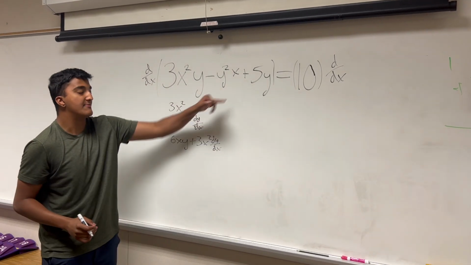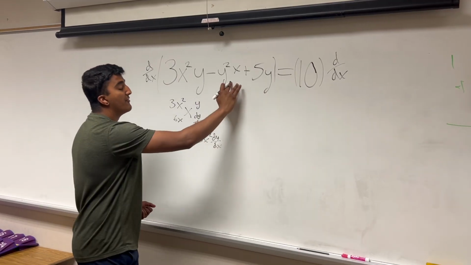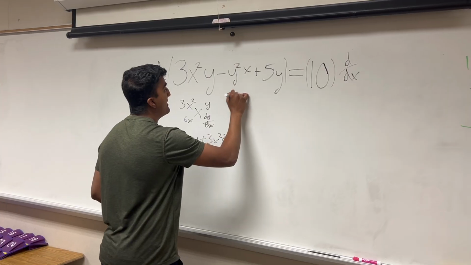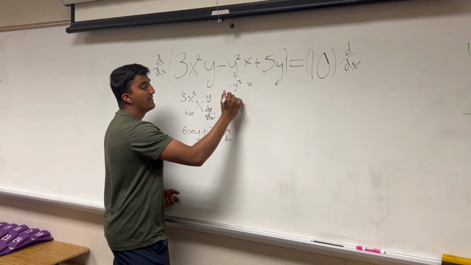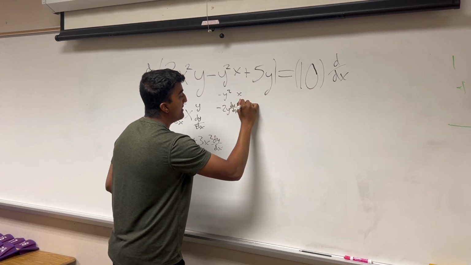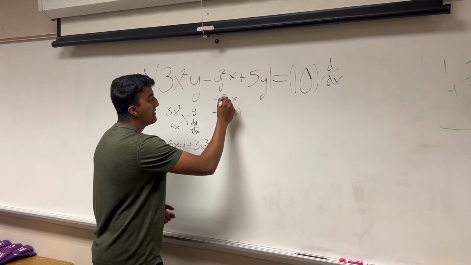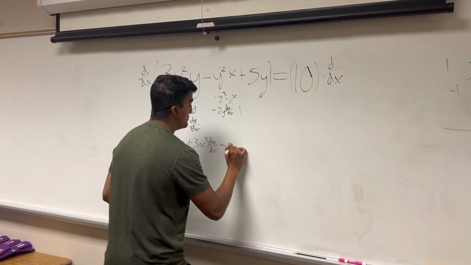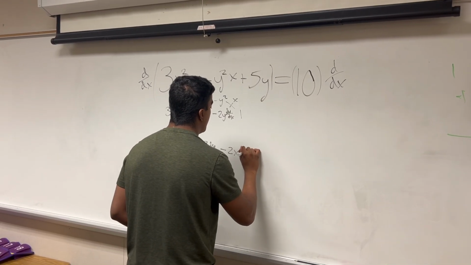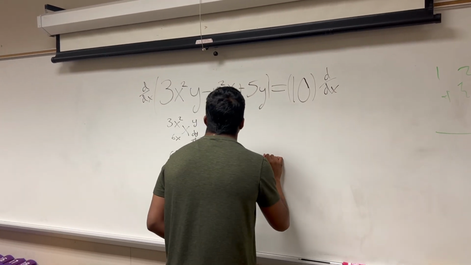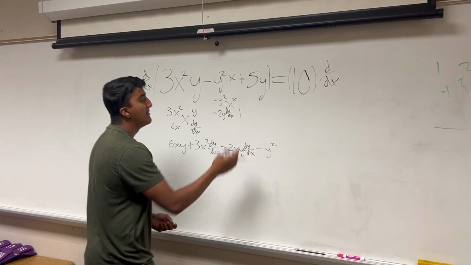Now let's handle this one. Similar situation where they're multiplying each other. So you're going to get minus y squared and x. Now that's negative 2y dy dx and 1. And now you multiply, boom, boom, and you get minus 2xy dy dx minus y squared. And now we have 5y.